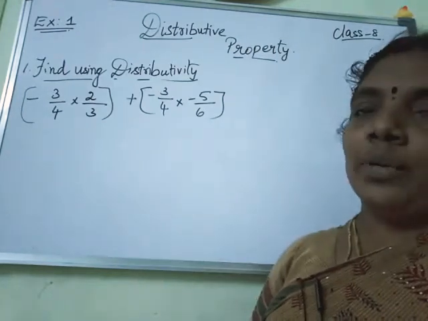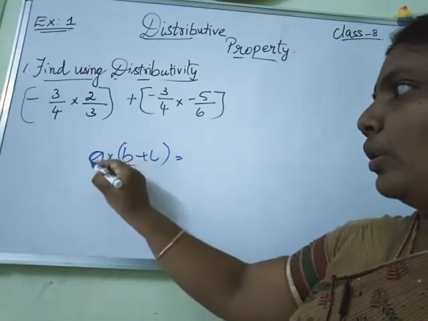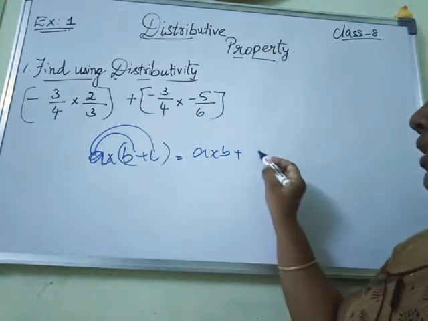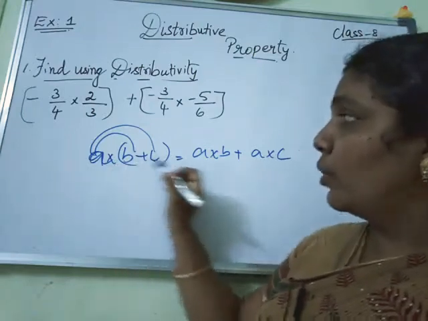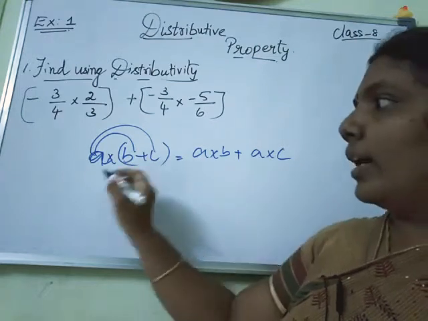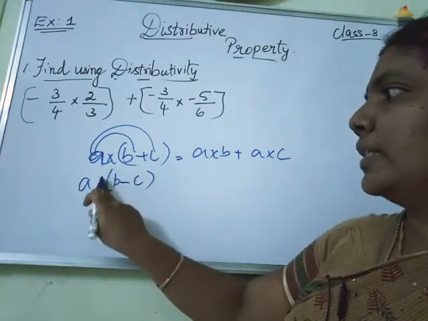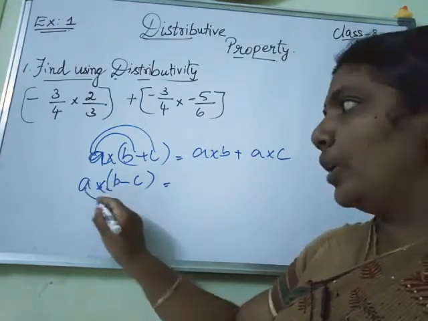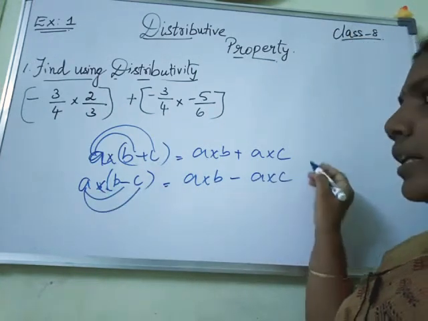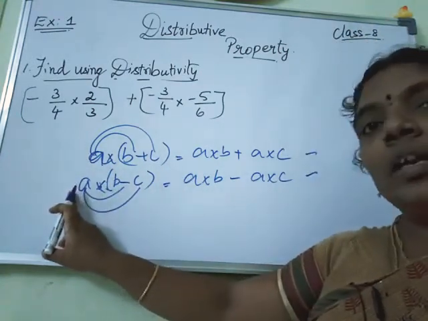We can say with an algebraic expression like A into (B plus C) is equal to A into B plus A into C. This rule, this law, is called distributive under addition, and the same thing, A into (B minus C), is equal to A into B minus A into C. This property is called distributive under addition and this is called distributive under subtraction.